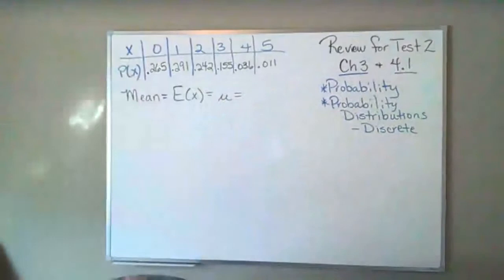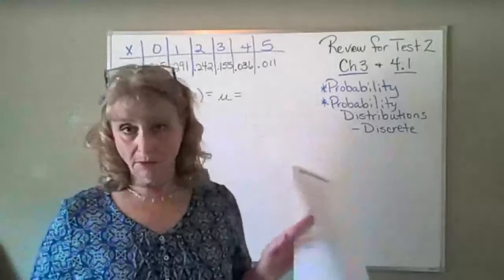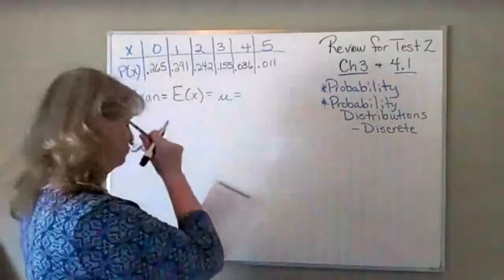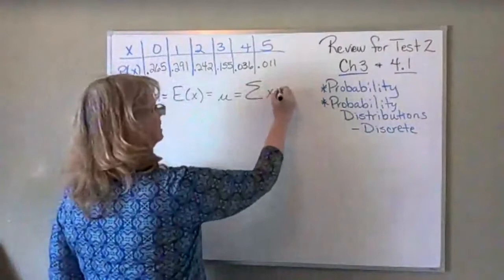This is a formula on your formula sheet. Make sure that you have your formula sheet, that you've either written the formulas down on a piece of paper to use on the test, or that you've printed off the one that I made available in the Unit 2 folder in Blackboard. So if you look at this, the formula for the mean of a discrete random variable tells you to take the sum of the x's times the P of x's.